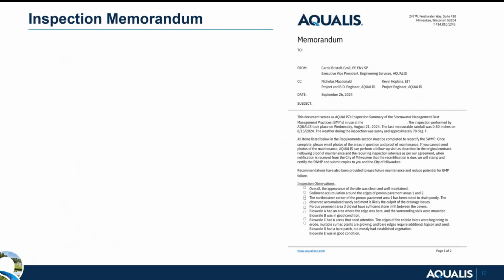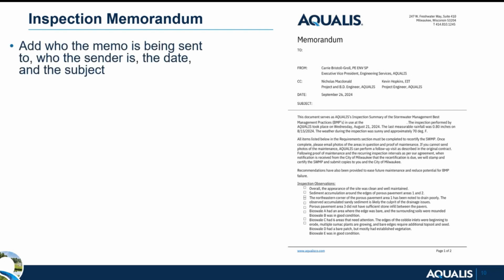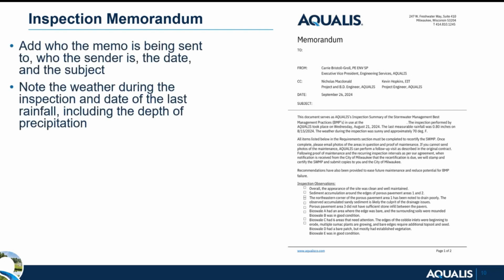So from there, we'll be writing our inspection memorandum. This is an example of what one would look like. Up at the top of it, we'll address who it's going to, who's sending it, the date, and the subject. We also like to note the weather during the inspection, including the depth of any recent rainfall. This is important for any dry weather inspection that is required. It's good information to include on our reports.